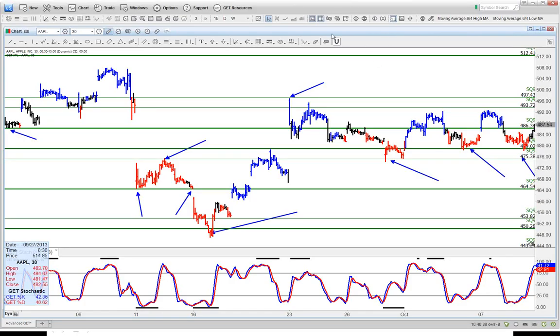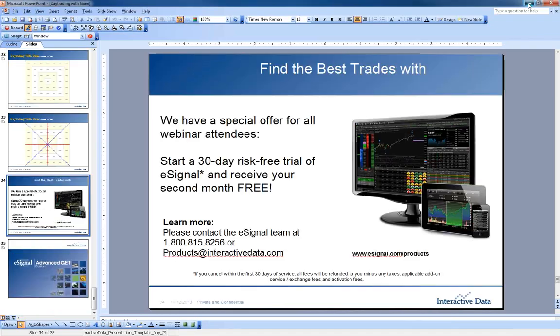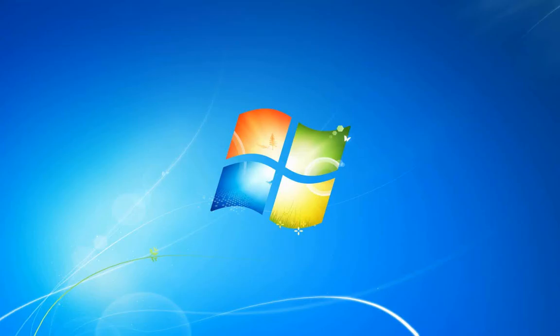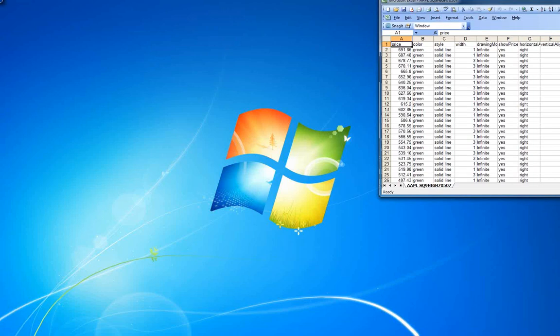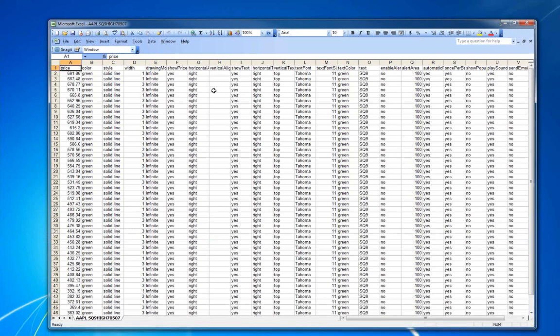There we go. Right at the top of every chart, just to the left of the price magnet, if you mouse over it, import horizontal lines. And this is what one of the Excel files that you're going to import looks like. Let me grab it and I'll show everybody what that Excel file looks like. I'll just bring it over to the other monitor. Okay, and this is what we're importing. This is the file that eSignal understands.